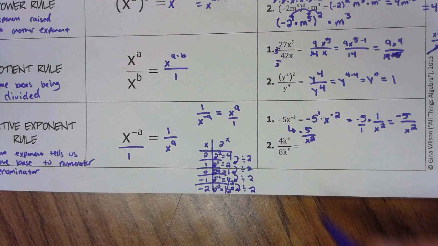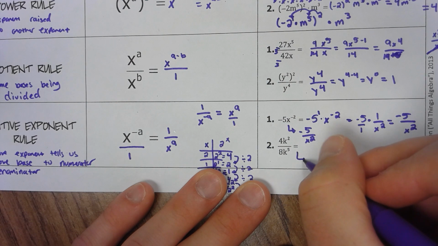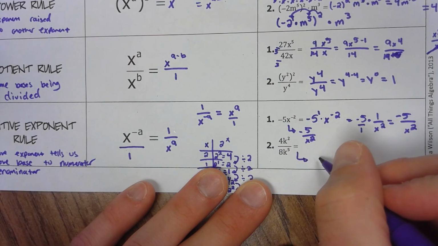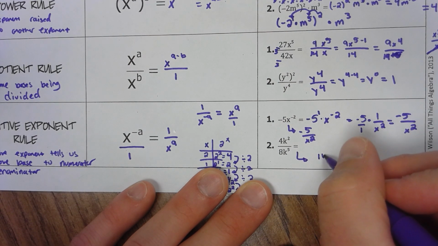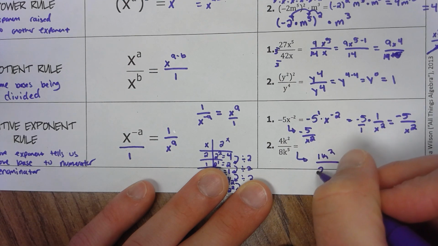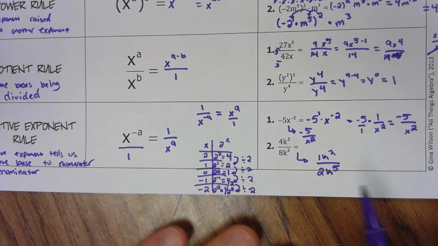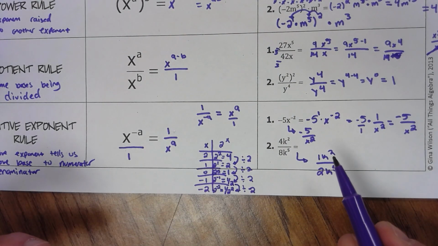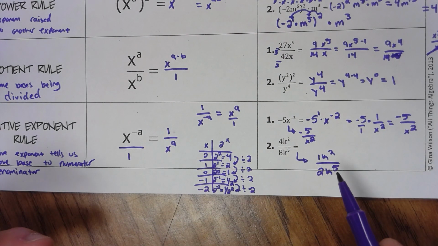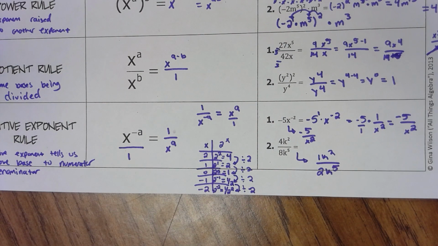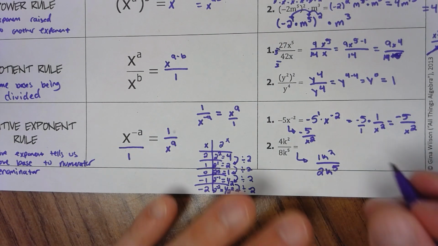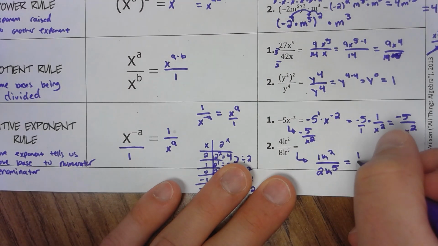All right, and last one, 4 divided by 8. That's 1/2. So let's reduce that down. So you can say 1k squared over 2k to the 5th. Again, this would be a really good example to where I'd say, oh, I've got k squared in my numerator, so I can cancel out with 2 in the denominator, leaving me with k cubed in that denominator. Well, if I just follow this rule, I'm going to get there as well.